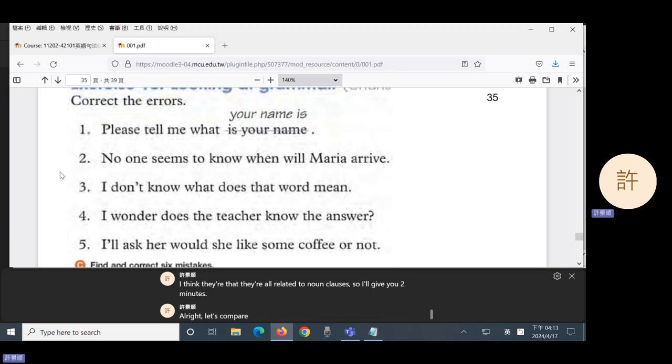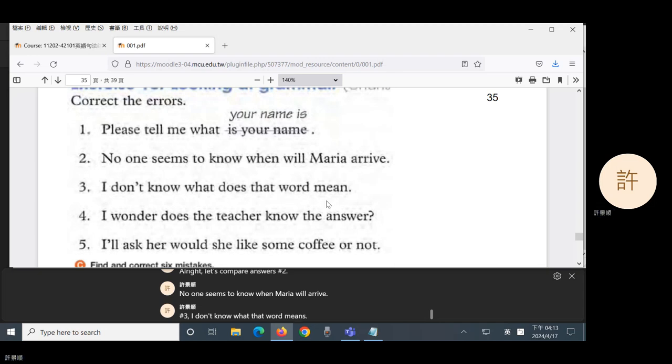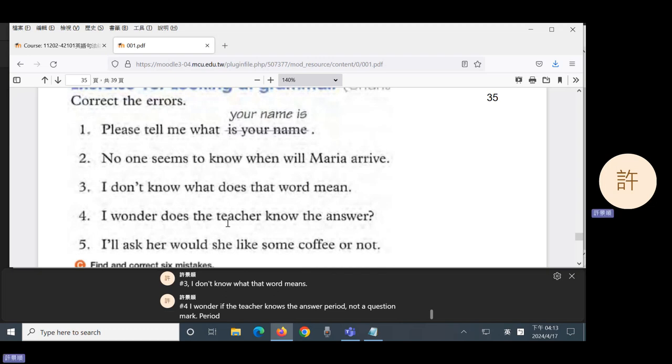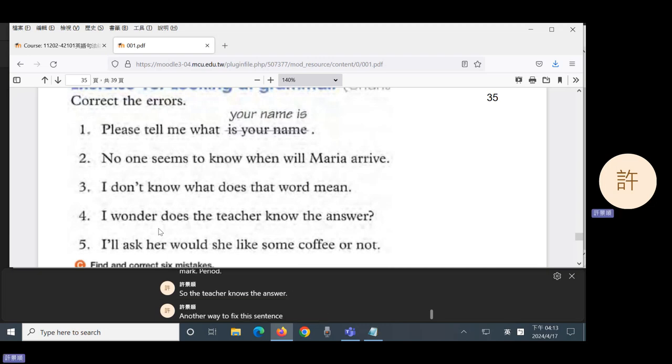All right, let's compare answers. Number two: no one seems to know when Maria will arrive. Number three: I don't know what that word means. Number four: I wonder if the teacher knows the answer, period. Not a question mark, period. So the teacher knows the answer. Another way to fix this sentence: I wonder, colon, "Does the teacher know the answer?"